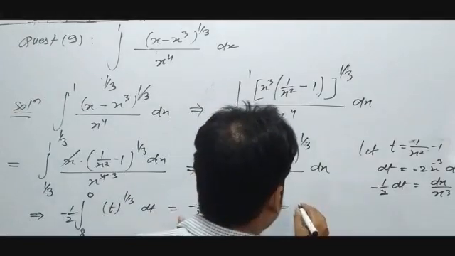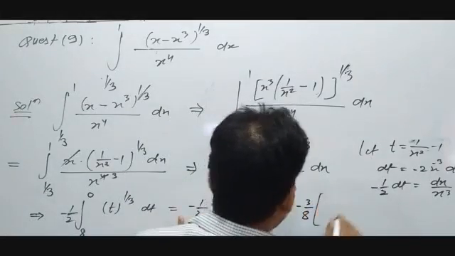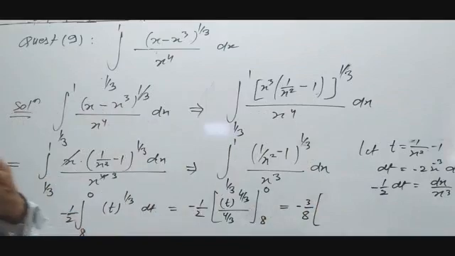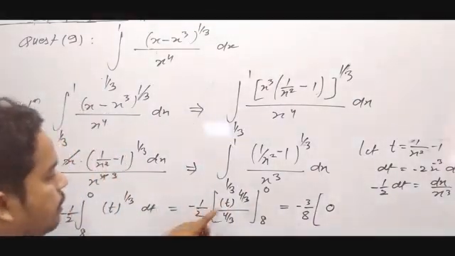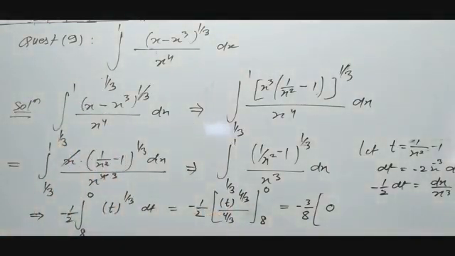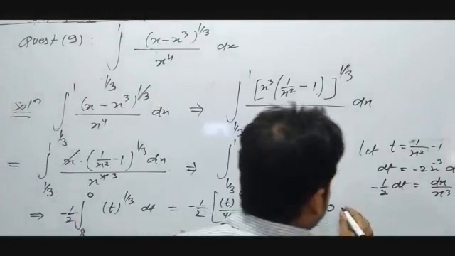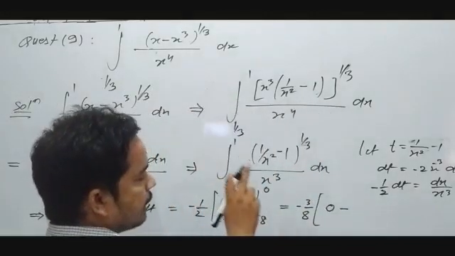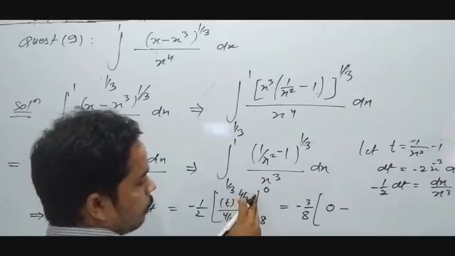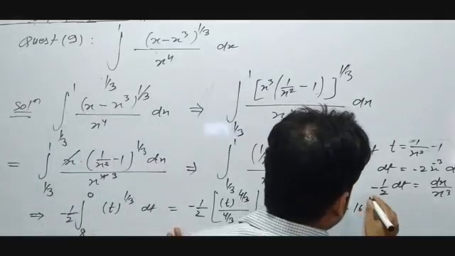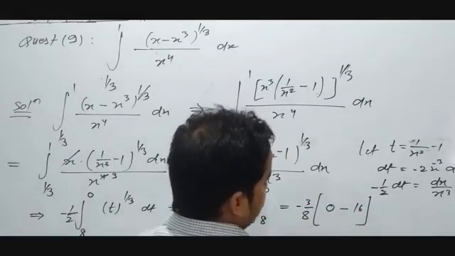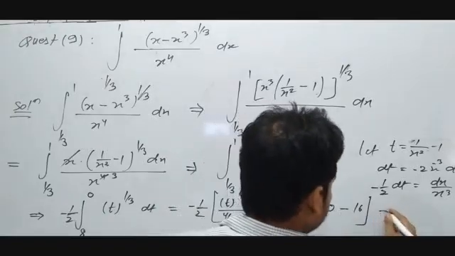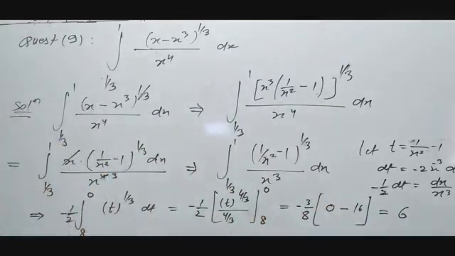The result will be 3 minus 3 by 8. After putting the upper and lower limits, when you put the upper limit you will get 0, and minus when you put the lower limit, at the place of t you put 8, you will get 2 to the power 4. So the result is minus 2 to the power 4. 8 can be written as 2 to the power 3, and the 3 will cancel out, 2 to the power 4, result will be 16. So minus 16, and minus minus plus 8 cancel from 16, that will be 2. So the result will be 6. Its answer is 6.